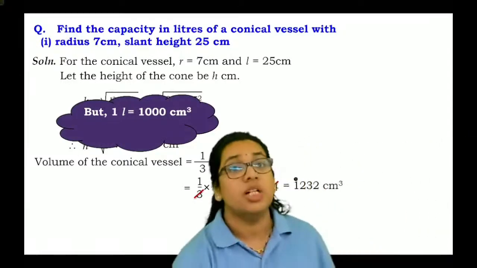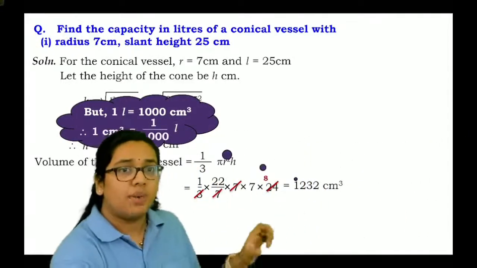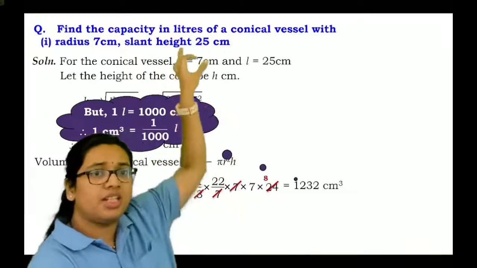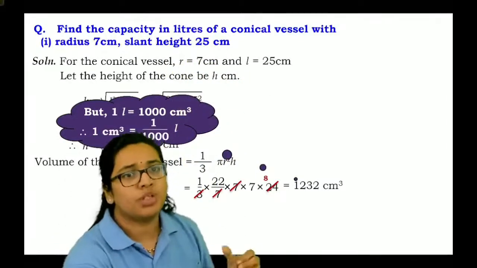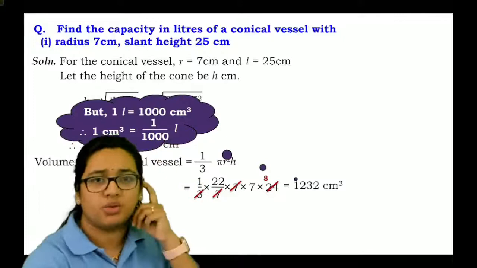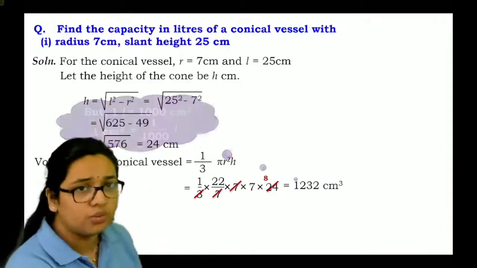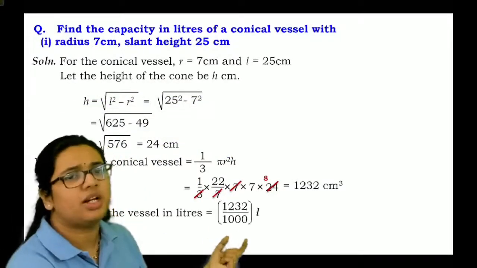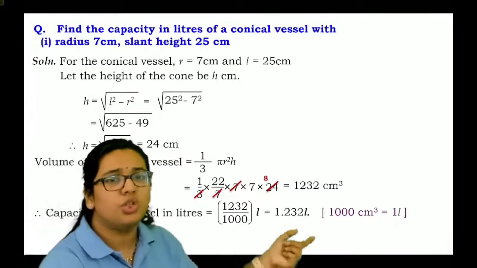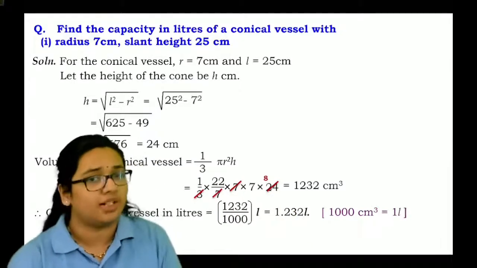Correct? Very good. So what we have, you only have to find out the capacity in liters. So we know that 1 liter is nothing but 1000 cubic centimeter. So just divide it by 1000. So you will get the correct value.